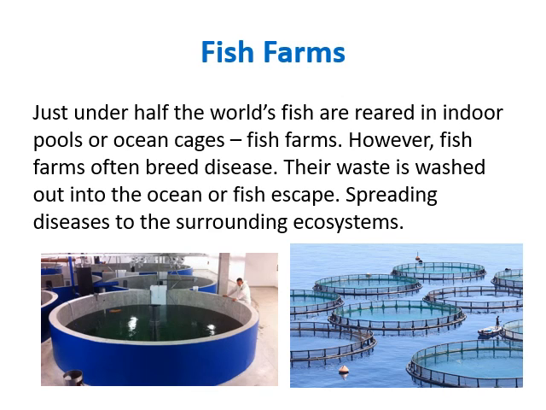So lots of fish are grown in fish farms. So they put these cages into the water and they spawn the fish and they grow them within those cages. So for example, salmon farms up in Scotland. However, often these fish develop diseases and their waste is washed out into the ocean. Sometimes the fish escape from their pens and that can then spread diseases into the surrounding ecosystem, which can be an impact of that.